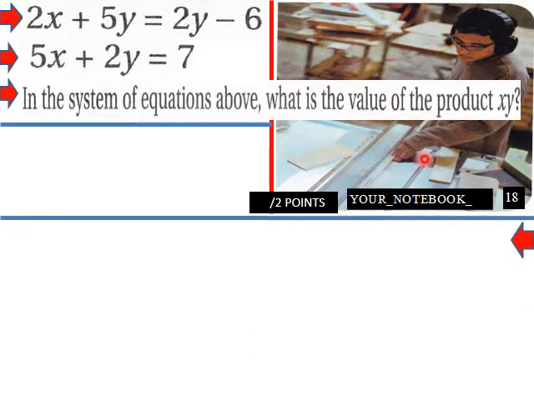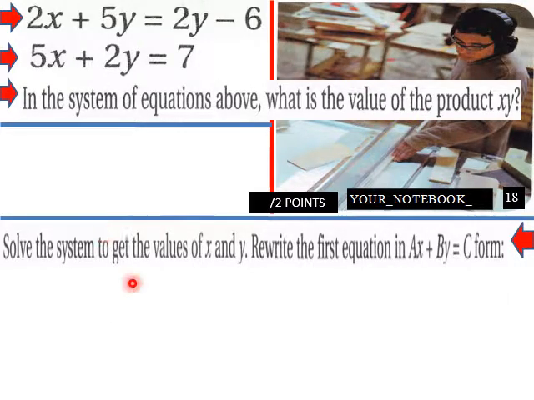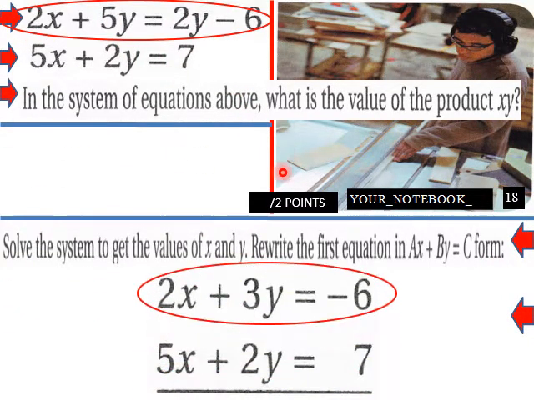What is the value of the product of x, y? Solve the system to get the values of x, y. Rewrite the first equation in ax plus by equals c, so we have to move this one over here. 2x plus 3y equals negative 6. We moved our 2y over there.